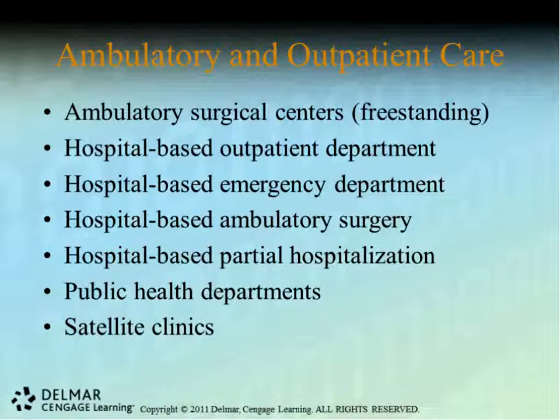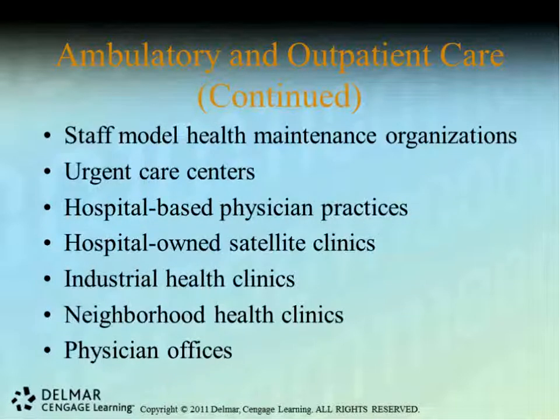Now, we talk about what ambulatory, or in other words, outpatient care is. Here are some examples of those types of facilities. We talked about your ASCs, your ambulatory surgery centers, freestanding. We do have one or so in Tallahassee. You got your emergency departments, that's outpatient, ambulatory. You got public health department. You have urgent care centers, clinics, physician offices, neighborhood health clinics. Anywhere you're not staying overnight is going to be your ambulatory outpatient care.